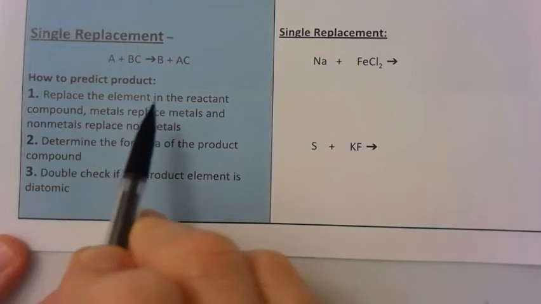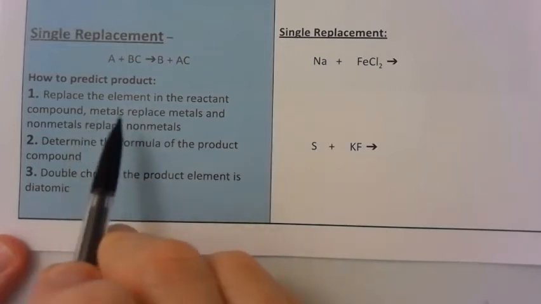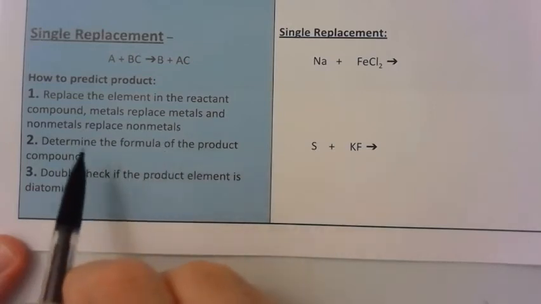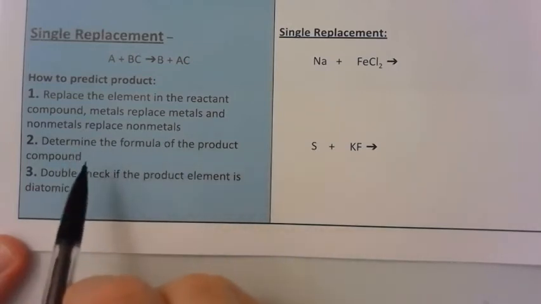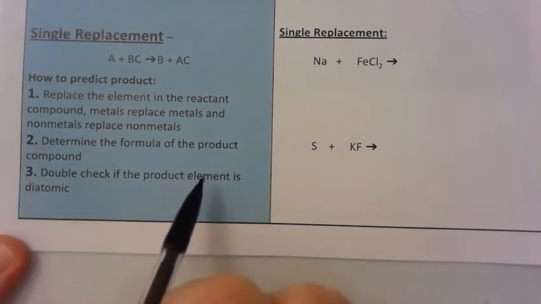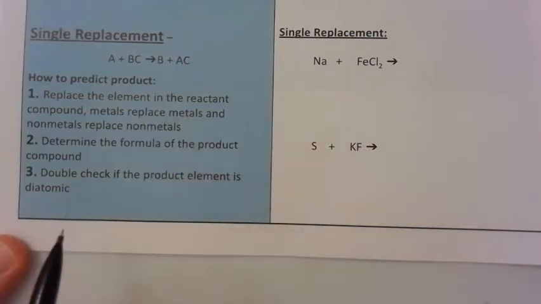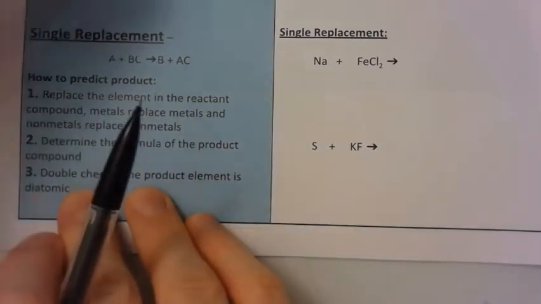So we're going to replace the element in the reactant compound. Metals replace metals, nonmetals replace nonmetals. Determine the formula of the product, and then we need to double check if the product element is diatomic, if this B by itself is going to be diatomic. There's a couple of things we really need to take into account.